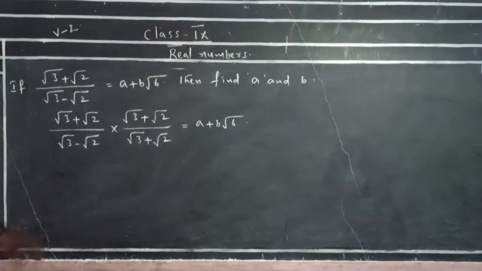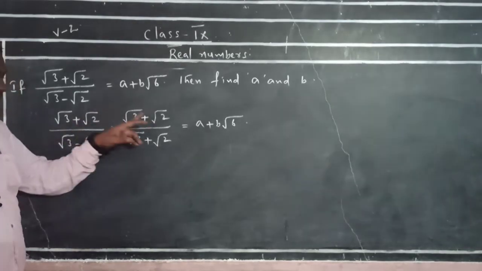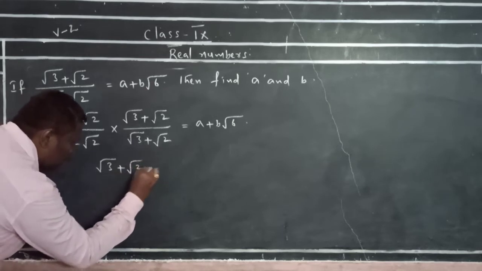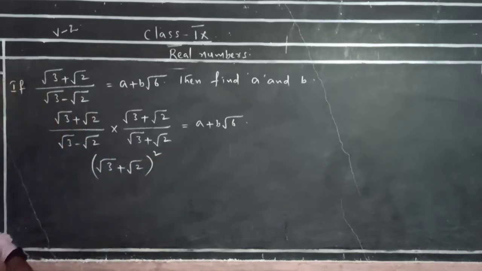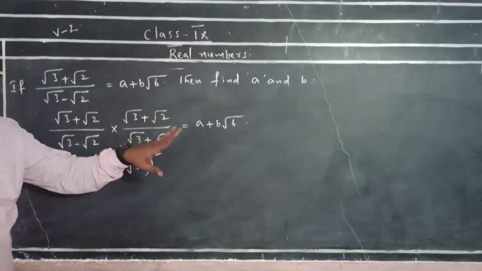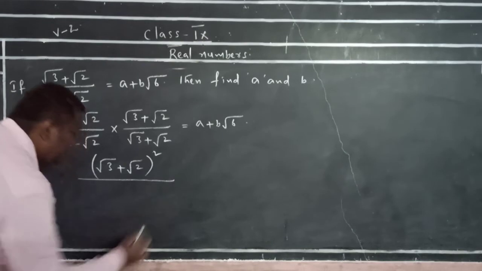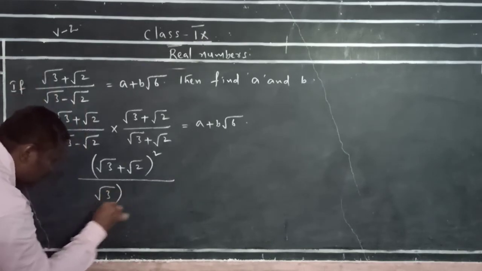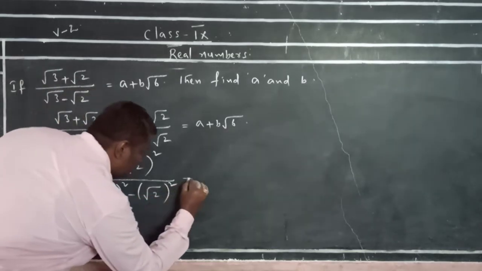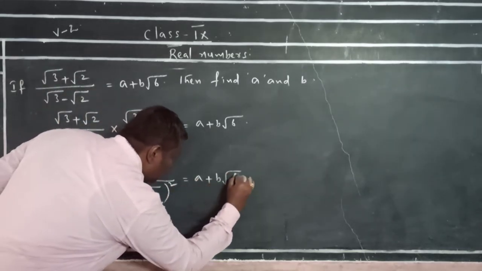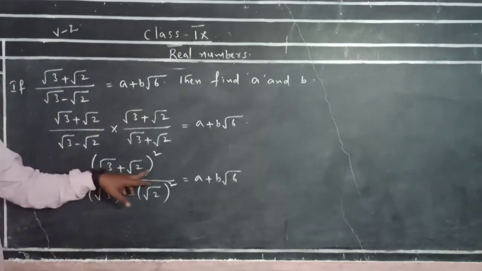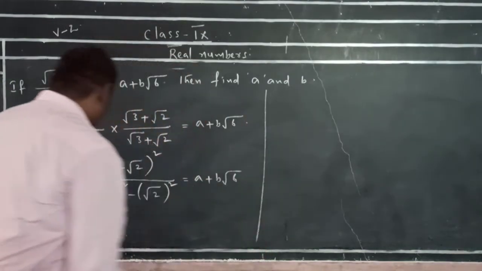Okay, understand? Here a into a, the same value is there. A into a is a square. Here I simply write (root 3 plus root 2) whole square. In the denominator, a minus b into a plus b, what is the value? A square minus b square. You can apply the formula a square minus b square is equal to a plus b root 6. Here you can apply the a plus b whole square formula.